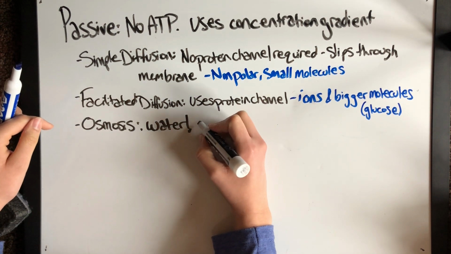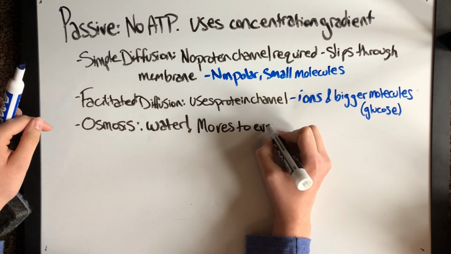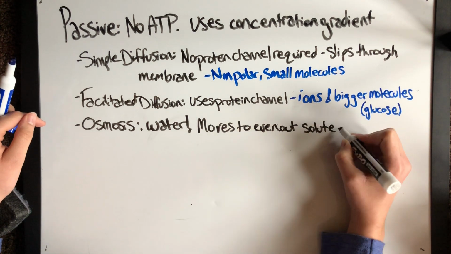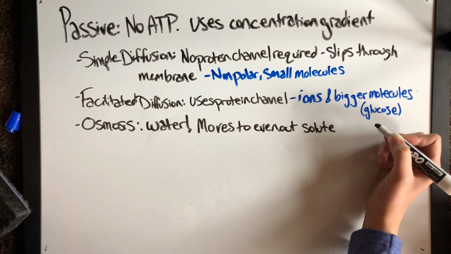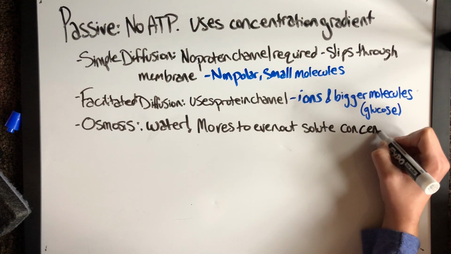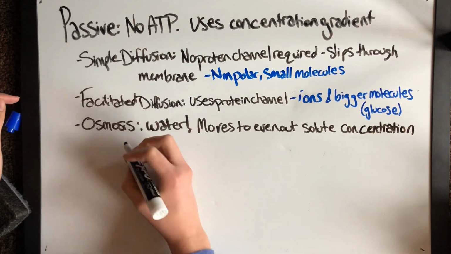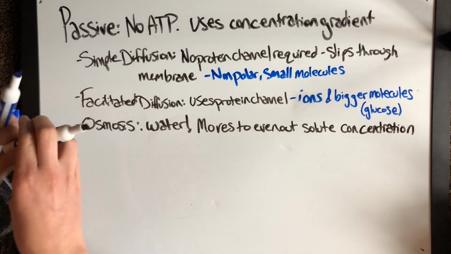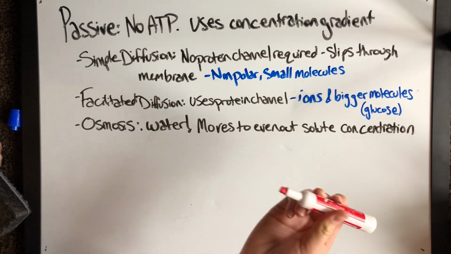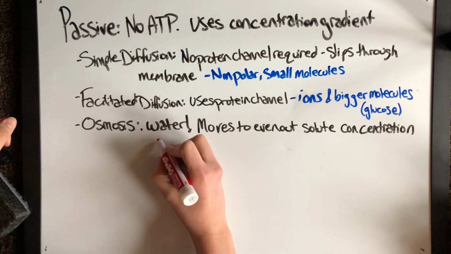So let's write that down. The water moves to even out solute concentration. Solutes are like the other molecules that are in the mixture, like salt or something. And it's also very important to know for osmosis that water isn't just moving through by itself the whole time. It has to use special pores called aquaporins.